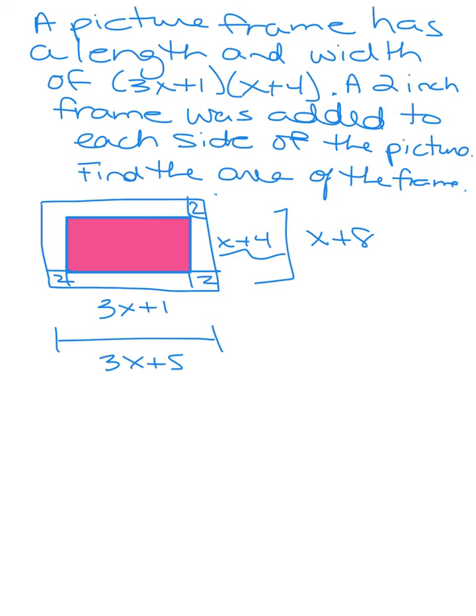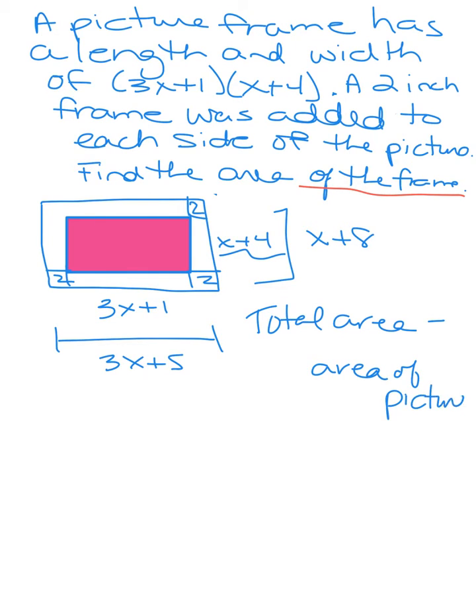Now again, you have to read this carefully. It says find the area of the frame. So I really just want the area of the frame. I'm not interested in the area of the picture. So similar to what we did in the last problem, I need to do the total area, and I need to subtract out the area of the picture. So let's see how that works.